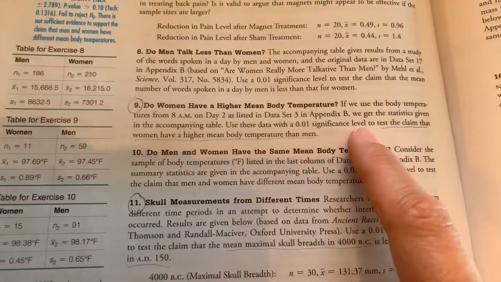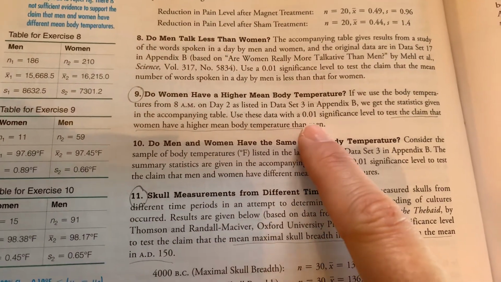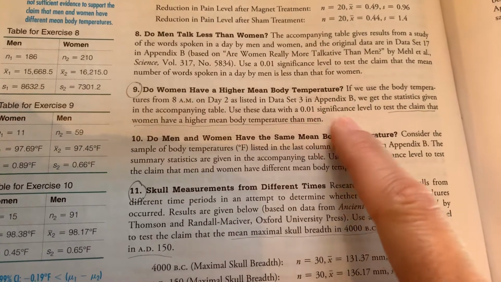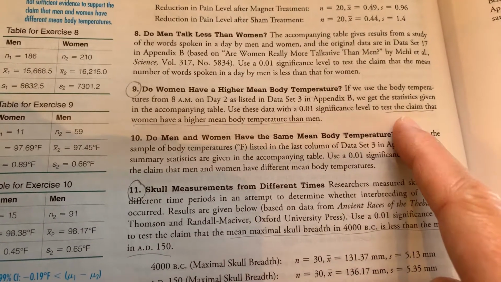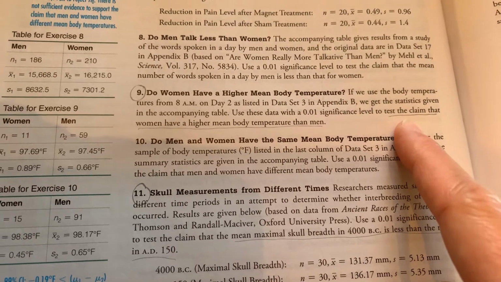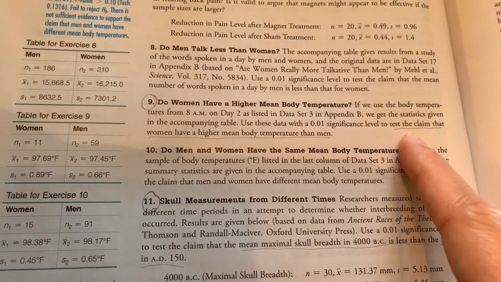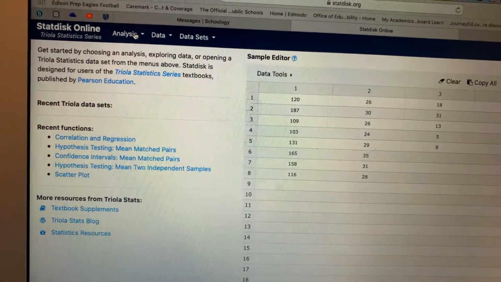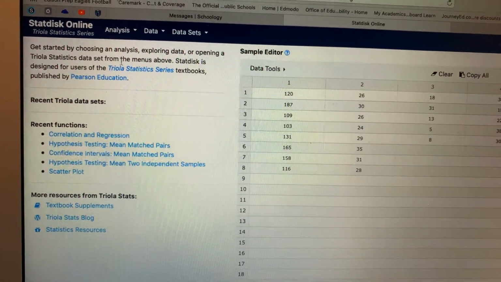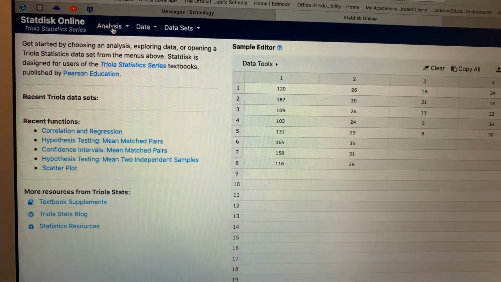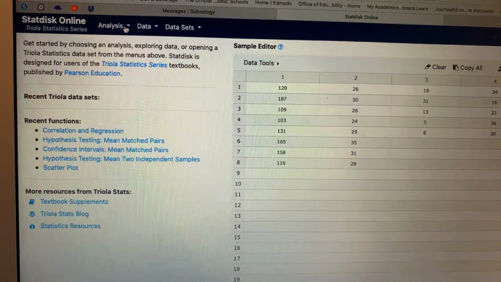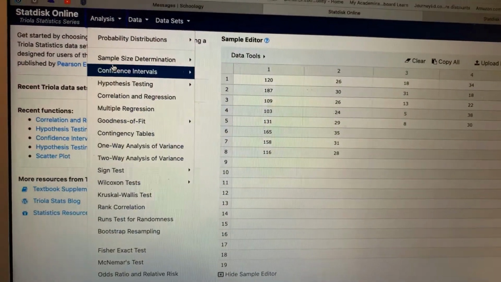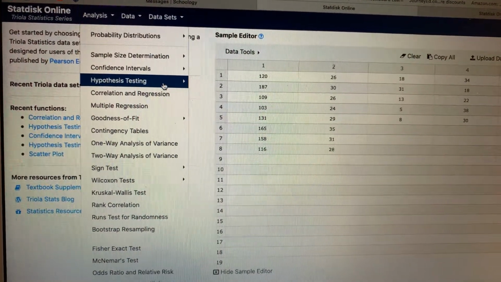But then it goes on to say, use these data with a 0.01 significance level to test the claim. Okay, right there, I've been given a significance level and I'm testing the claim. I'm doing a hypothesis test. That's what that's telling me. So whenever I go to StatDisk, I know I'm going to click on analysis. Of course, my computer does not want to click on analysis. And choose hypothesis testing whenever that finally will come up for me here. Oh my goodness. There we go. Okay, I'm going to choose hypothesis testing.